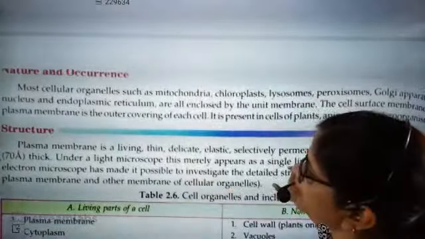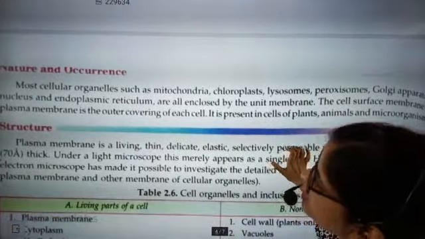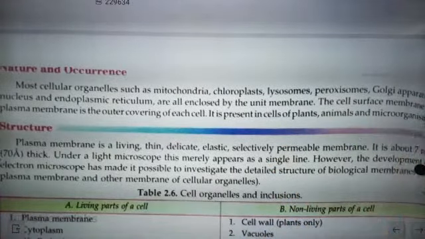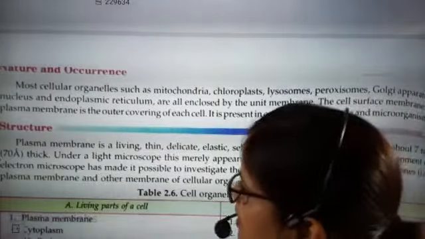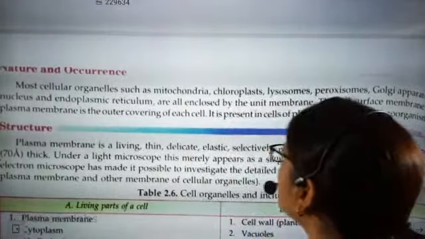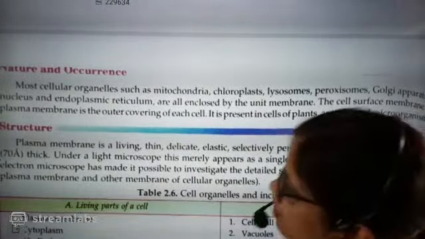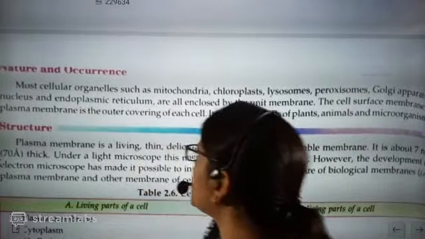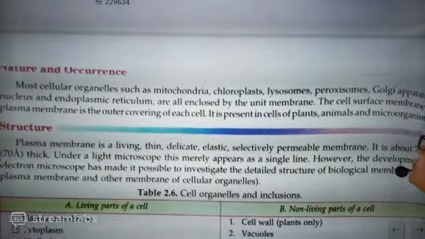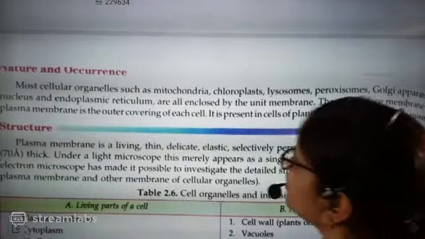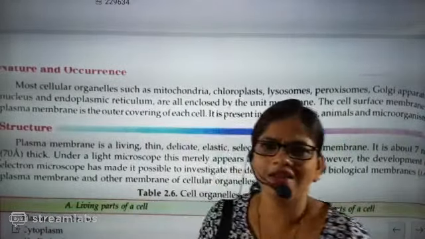Now look here, beta, nature and occurrence. Most cellular organelles such as mitochondria, chloroplast, lysosomes, peroxisomes, Golgi apparatus, nucleus, and endoplasmic reticulum are all enclosed by a unit membrane. The cell surface membrane or the plasma membrane is the outer covering of each cell. It is present in cells of plants, animals, and microorganisms. So definitely, beta, this is nature and occurrence.